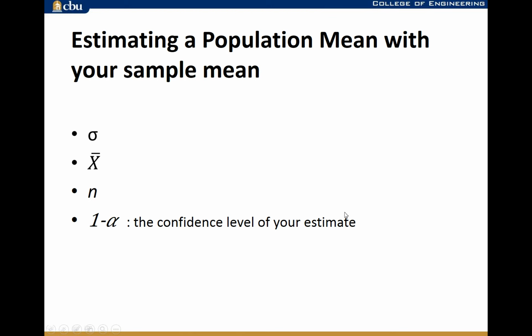So if we want to estimate a population mean from your sample mean, we need to know these parameters. The first one is the standard deviation. The second one is the average of the population. The third one is the sampling size. The last one is the level of confidence for your estimate.